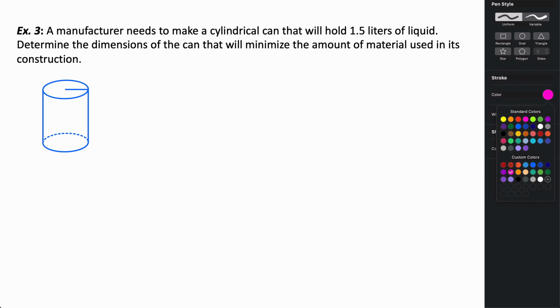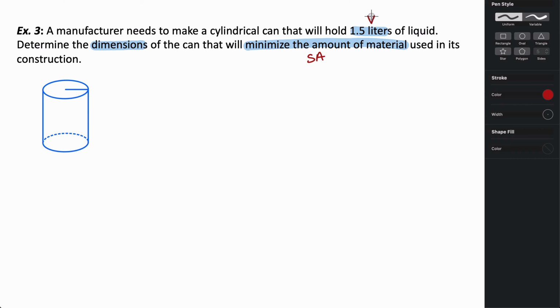All right, so in this third example, we have a cylinder. So again, I drew the cylinder already. It says a manufacturer needs to make a cylindrical can that will hold 1.5 liters of liquid. So we want to know the dimensions that will minimize the amount of material used in construction. So the amount of material used in construction, that's the surface area. The 1.5 liters, that's the volume.